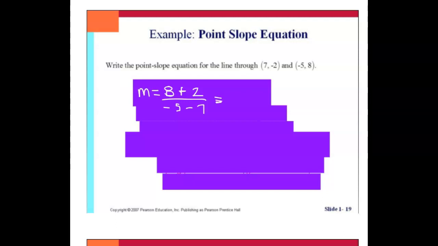So 8 plus 2 is 10. -5 minus 7 is -12. That reduces by dividing by 2. So you get 5 over -6.